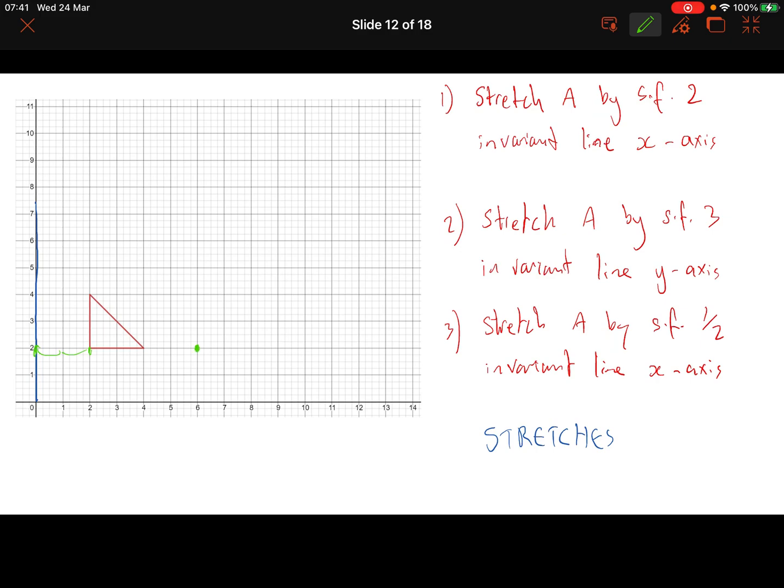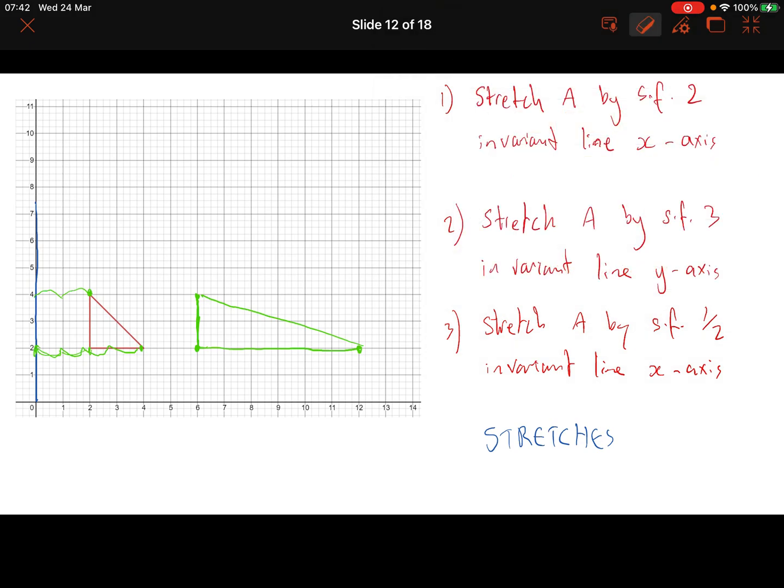Okay. Same here. I'll move 2 to get to here. Scale factor is 3, so I need to move 6. That point's going to move there. And to go from here to here, I've moved 4. Scale factor says I therefore need to move 12 from the invariant line. So it's here. So here is my stretch. And the invariant line has determined where that needs to be.